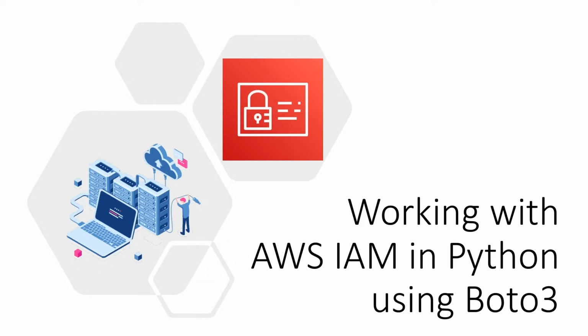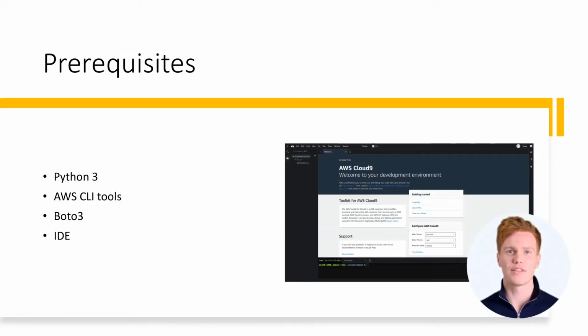Today's video will demonstrate using the Boto3 library to manage AWS IAM policies, roles, groups, users, instance profiles, and working with the IAM credentials report. To repeat our examples, you'll need Python 3 interpreter, AWS CLI tools, Boto3 module, and IDE. We'll be using Cloud 9 IDE in this video, but you can use your local IDE such as Visual Studio Code, IntelliJ IDEA, or even a text editor.